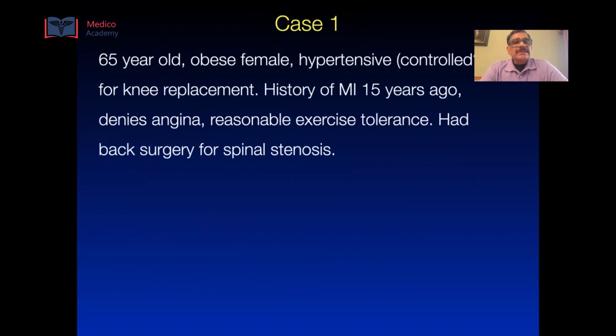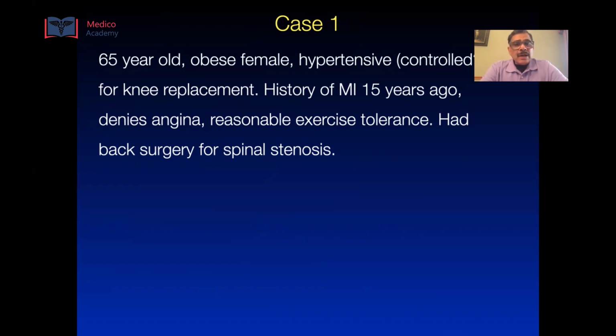So our first case is a 65-year-old female. She's obese, and she says she's hypertensive, but according to her, she is controlled. And she's coming for elective knee replacement. She gives a history of MI 15 years ago, but denies angina now. There was no intervention at that time in the form of either PCI or CABG, and she has reasonably good exercise tolerance. And of course, pain in the knee and osteoarthritis limits her activities.